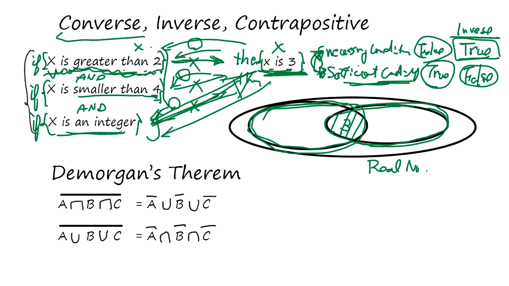And we're talking about the converse of this sufficient condition, which is the inverse of the necessary condition. So it's true, the statement is true. But the contrapositive of a necessary condition is a sufficient condition's inverse, so it's false. So the contrapositive depends on who you start with, necessary condition or sufficient condition. It can be true or false.